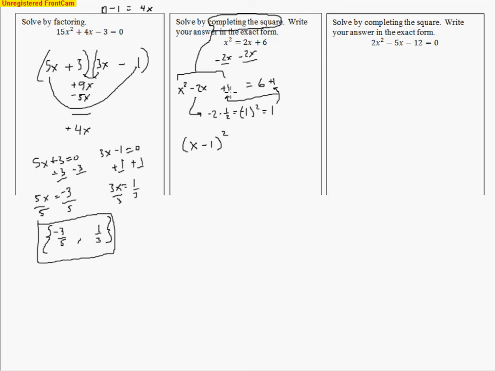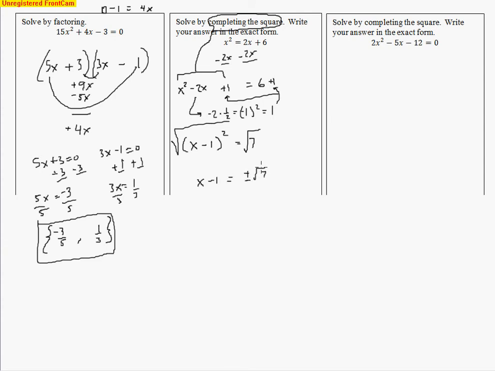Negative 1 times negative 1 make a positive 1. Negative 1 plus a negative 1 make a negative 2, so it works out. Over here, 6 and 1, that's where I'm getting the 7 from. So now I take the square root of both sides, and I'm left with x minus 1 equals plus or minus the square root of 7.